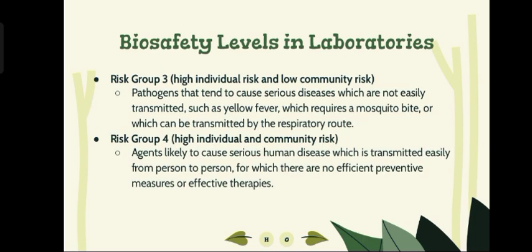Risk group 3 is high individual risk to low community risk. Pathogens that tend to cause serious diseases which are not easily transmitted, such as yellow fever, which requires a mosquito bite, or which can be transmitted by a respiratory route. Risk group 4, high individual and community risk. Agents likely to cause serious human disease which is transmitted easily from person to person.